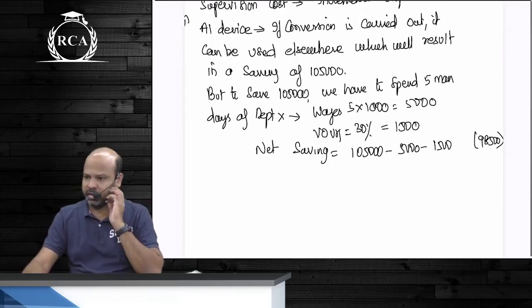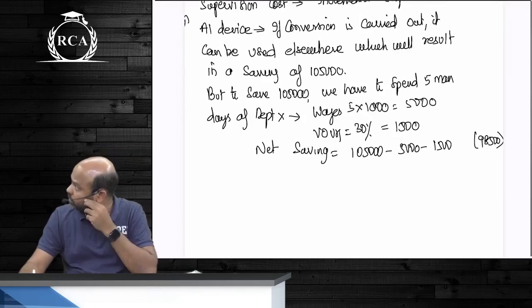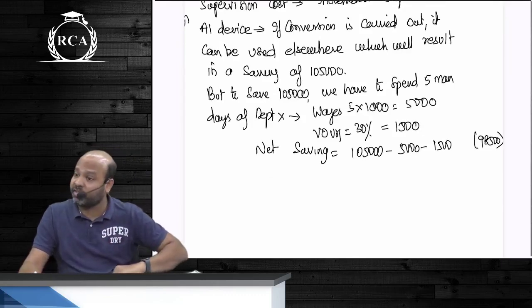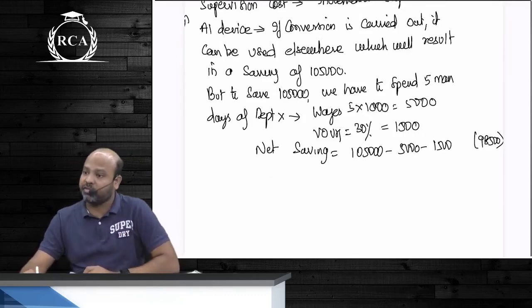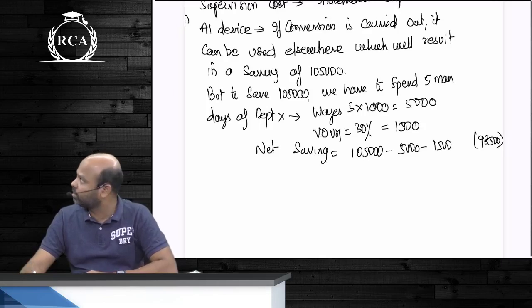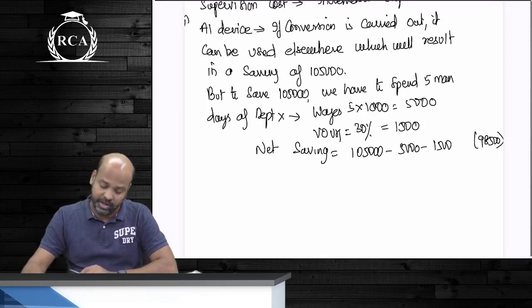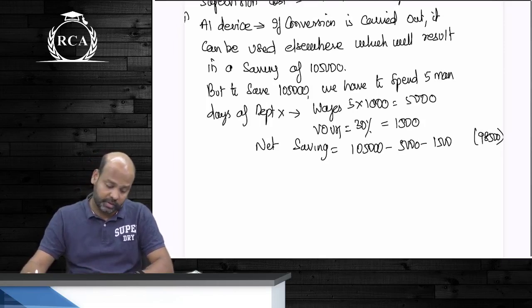Done, kids. Can be used elsewhere, which will result in a saving of 1,05,000. But to save 1,05,000, we have to spend 5 days of work in department X.